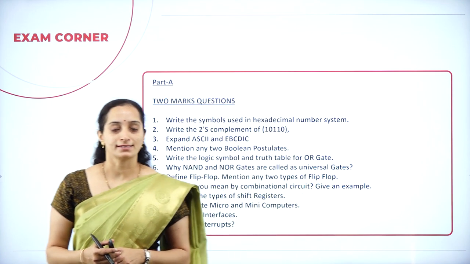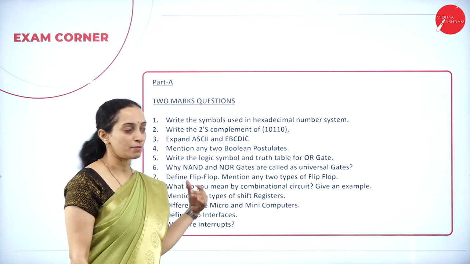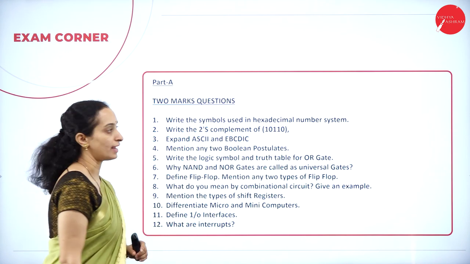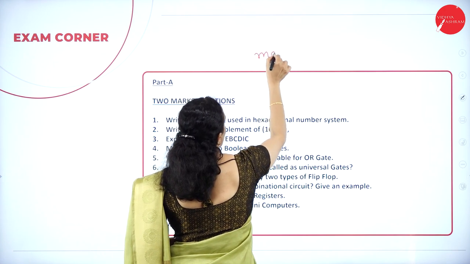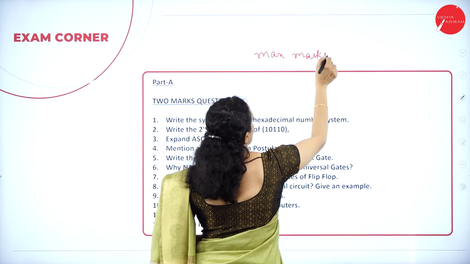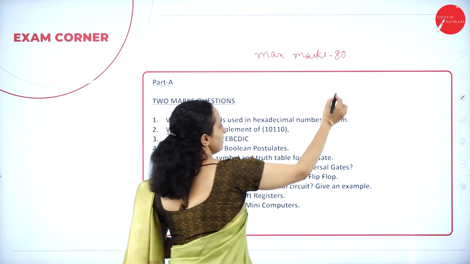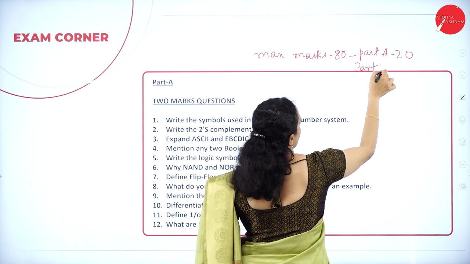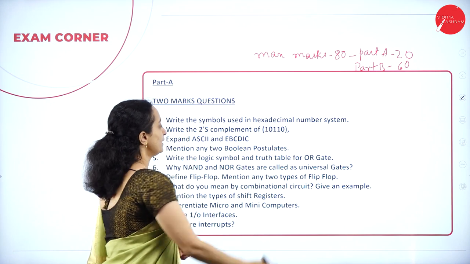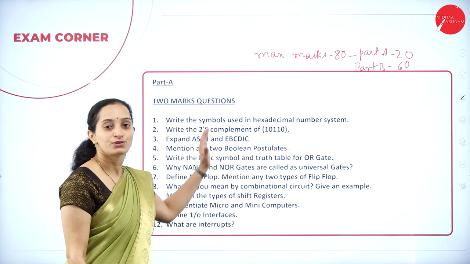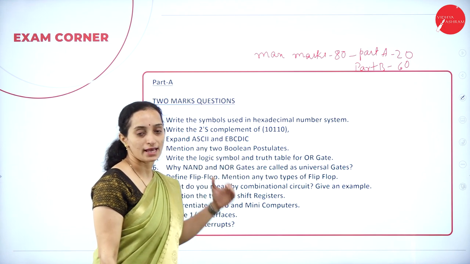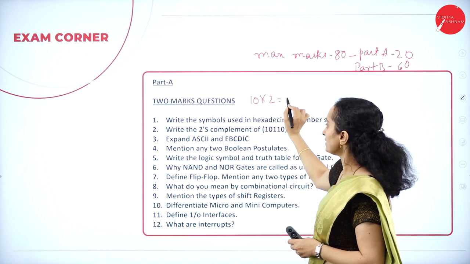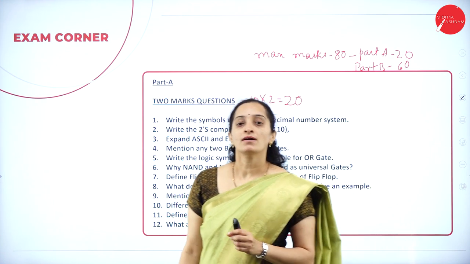Here I'm giving you the set of questions that has been asked in the question paper. Here we have 12 questions, out of which you have to answer any 10. The maximum marks is 80, in which part A will be for 20 marks and part B will be for the remaining 60 marks. You can choose any 10 questions and answer them, so 10 into 2 is 20 marks from part A.